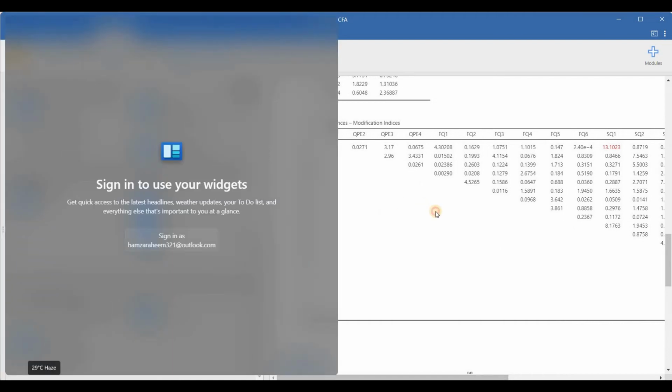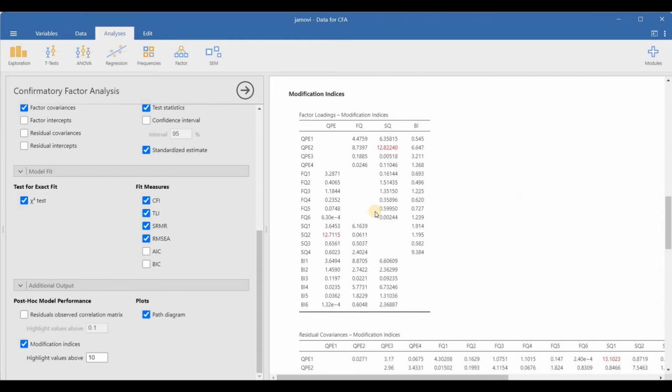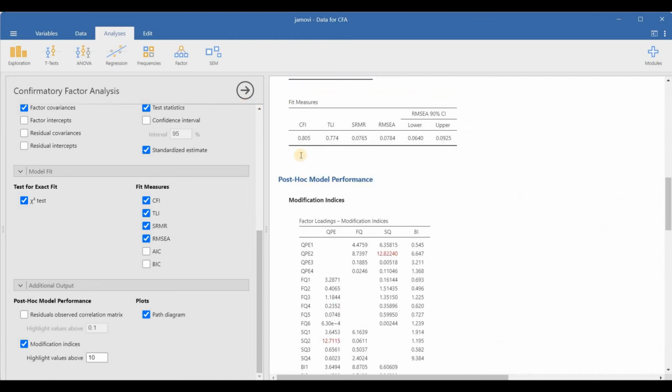Normally it is suggested that if you want to modify something, and the value between two variables is more than 10, you should consider deleting one of them. Some say 15. If the value is 15, then you should consider deleting any one. Because if you delete it, the fit indices will improve significantly.